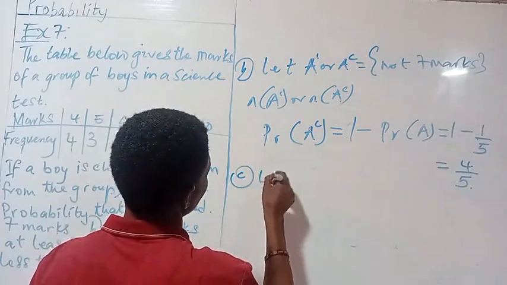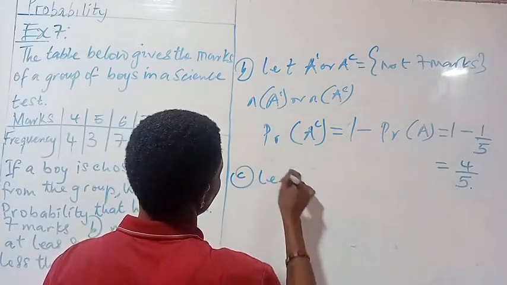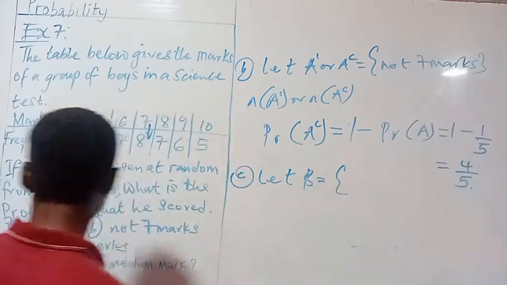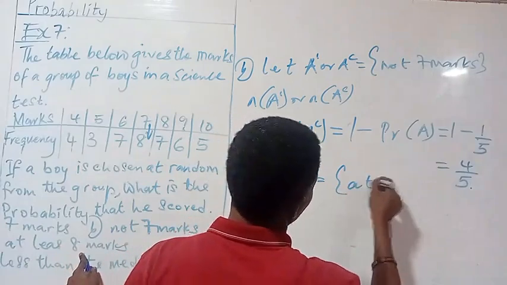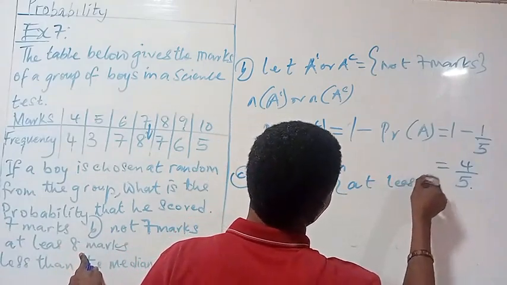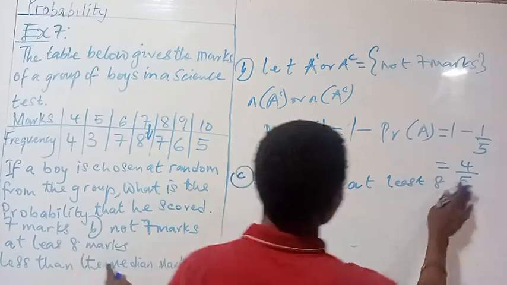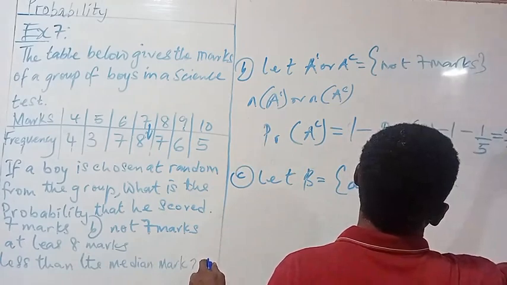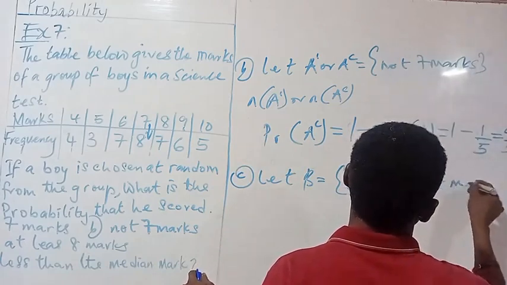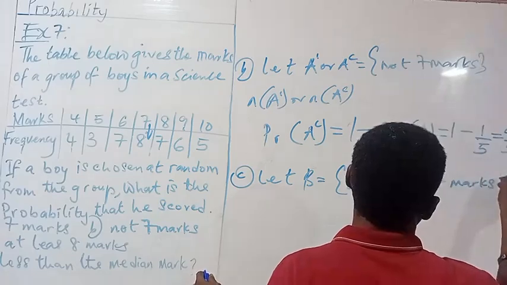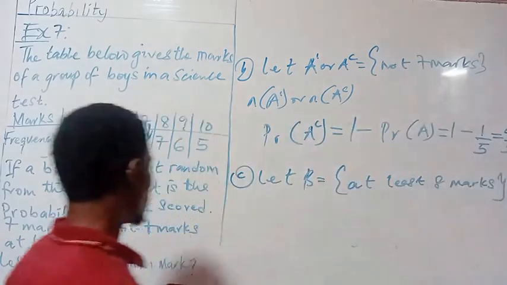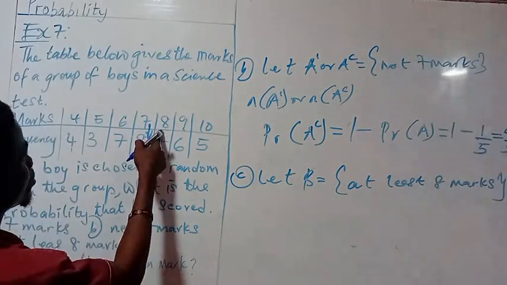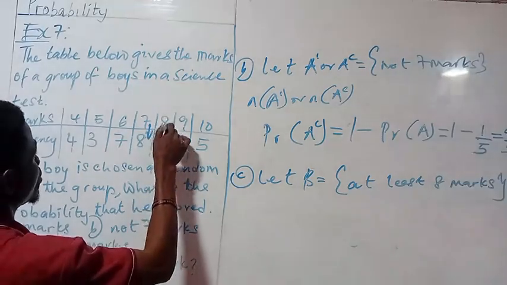So you can say B, at least 8 marks. At least 8 marks. Now let's go. What is 8? This is 8. At least 8 marks.